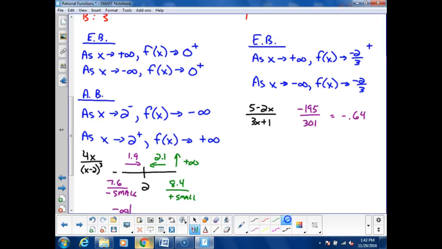Now, if I do negative 100, then this is going to be 205 over negative 299, which is going to be negative 0.68, which is on the bottom side of negative 2/3. So that's coming in from below.